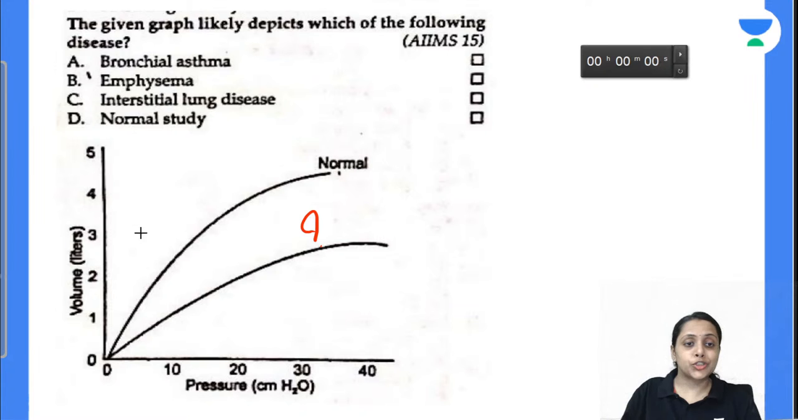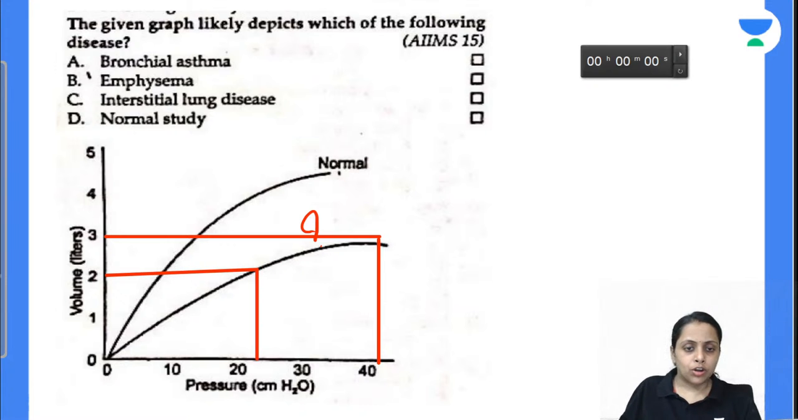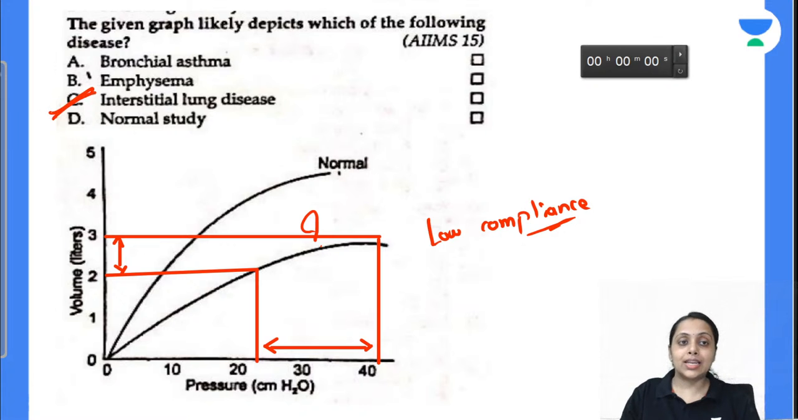First of all, what is this graph showing? It is showing that for a given change in pressure, the volume changes very little. The pressure change is very large and the volume changes low. So what curve is this? It is a low compliance curve, and low compliance is seen in interstitial lung disorder, not in emphysema. Emphysema mein compliance increase hota hai. So answer is C. Is this clear, everybody?